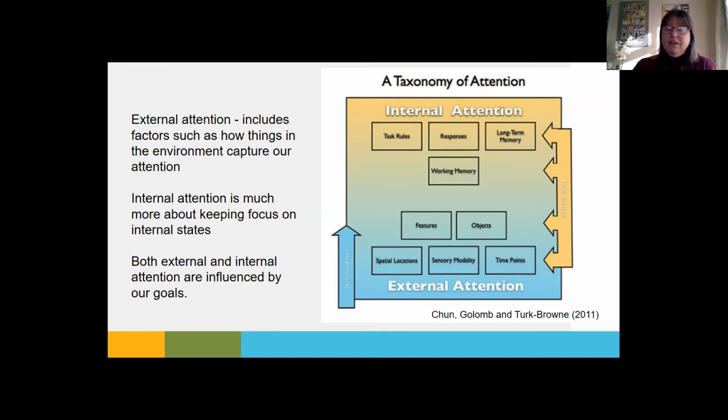So our attentional goals might be to pay attention in a lecture theatre, for example. But if we're out for a walk in the park, we might be much more open to novel experiences, novel stimuli in the environment.